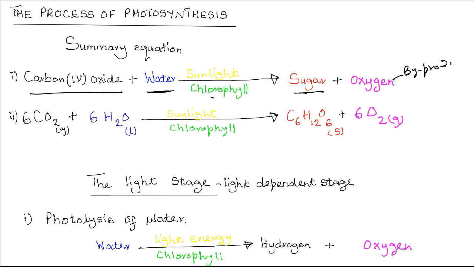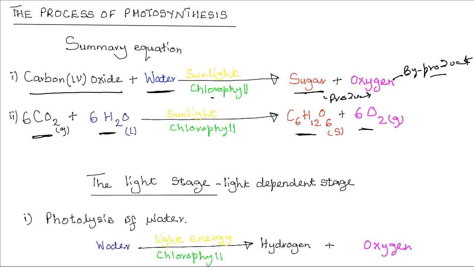This light stage involves 2 processes. The 2 processes are 1, photolysis of water, and 2, synthesis of ATP molecules, that is the adenosine triphosphate molecules. In the first process, that is photolysis of water, it occurs in the granum. This process occurs in the granum where chlorophyll molecules are present.